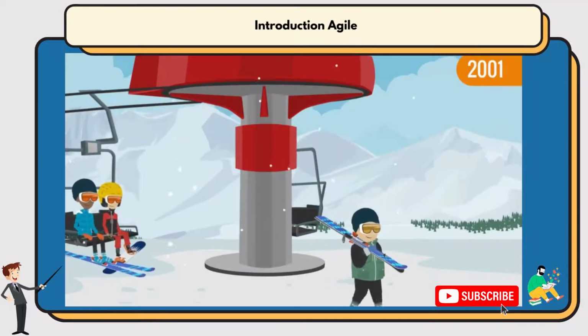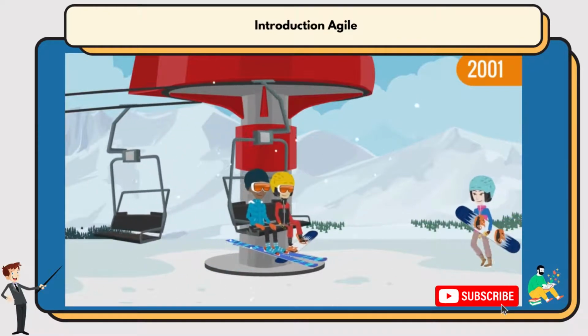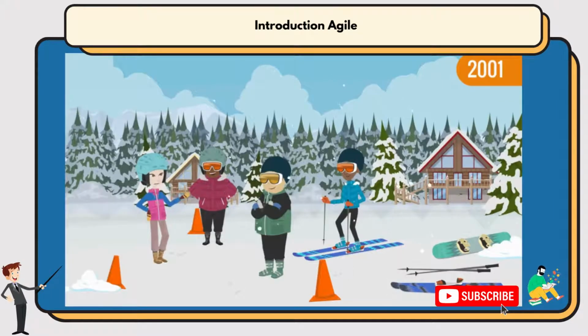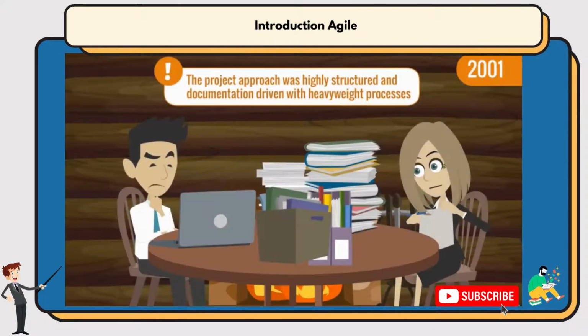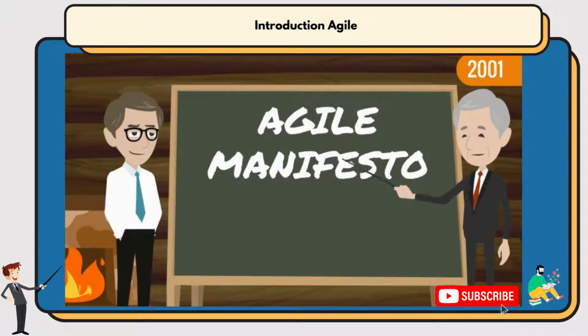In 2001, a group of software development professionals gathered in a ski resort in Utah, US, to brainstorm better ways of doing their professional work, and of course to ski and enjoy the vacation. The predominant project approach for developing software at that time had still been highly structured and documentation driven with heavyweight processes. Their goal had been to define an approach that is more pragmatic and will work better for their needs. So this gathering produced the famous Agile Manifesto.